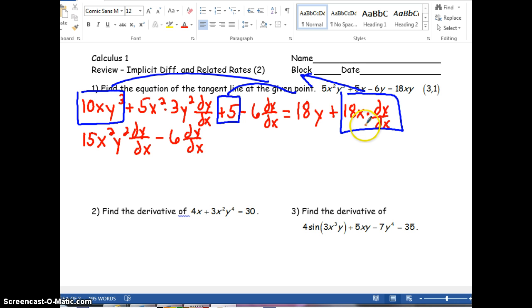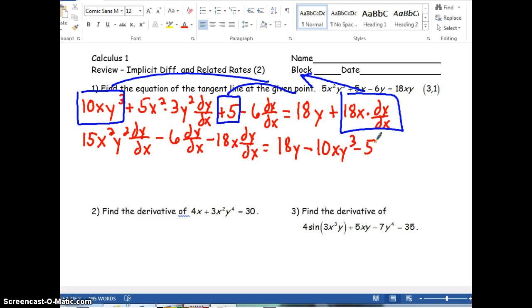Remember we're bringing this one over, so this is a minus 18x dy dx is going to equal the 18y that was already over there. And then we're going to subtract from that. This is going to give me a total of the 10x y to the third, bring that over as a 10x y to the third. And then don't forget about this plus 5 that we have to bring over, so that's going to be a minus 5. All right, so now dy dx is all on one side.